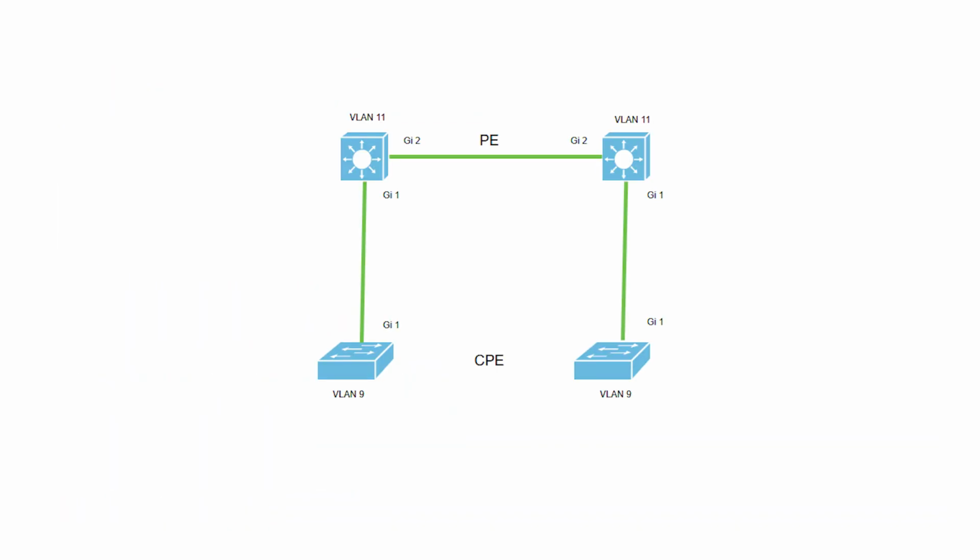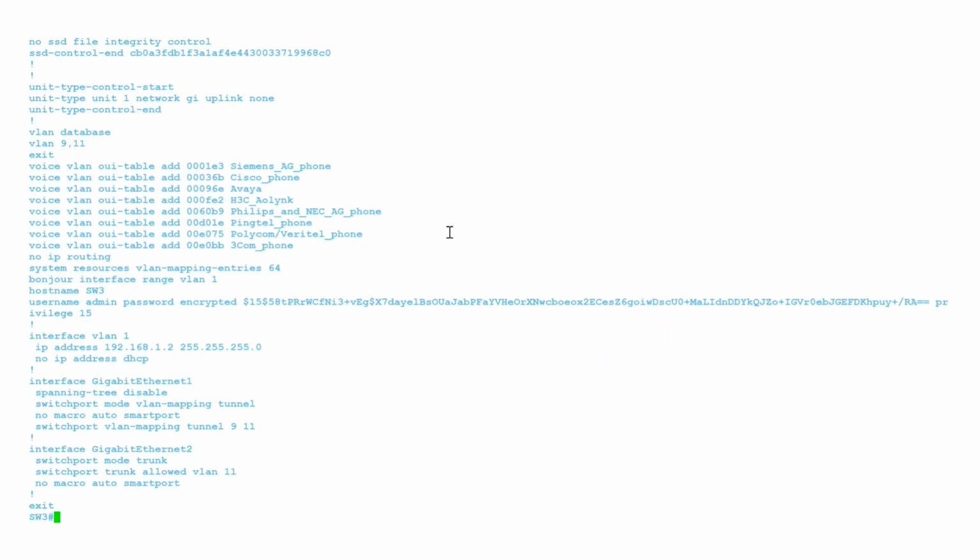The next two switches are set up in the same way as the first ones. I won't show every step here, but I'll show you the results. The provider switch mirrors the configuration. VLAN 9 and 11 are created and IP routing is off. I've allocated plenty of VLAN mapping entries. Port 1 connects to the CPE switch with the mapping tunnel. Port 2 connects to the other provider switch as a trunk, only allowing VLAN 11.